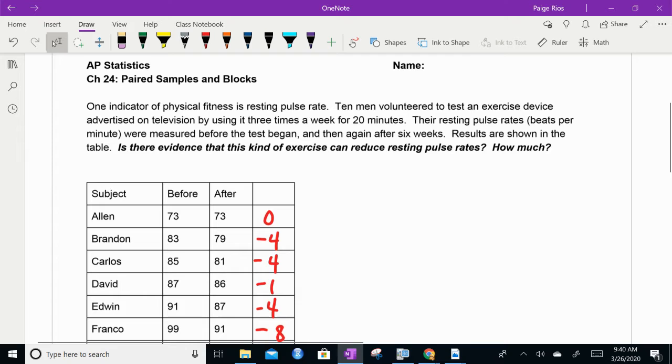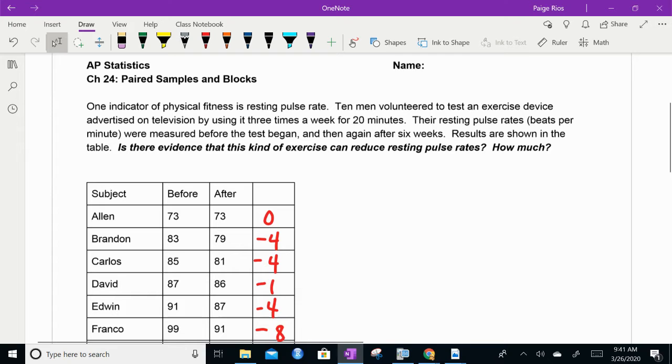So this one here is about resting pulse rate. And what they're trying to see is if this exercise can reduce resting pulse rate. So they're going to have to measure somebody's resting pulse rate prior to using the machine or device and then after. So when people become a before and after, you would look at matched pairs.